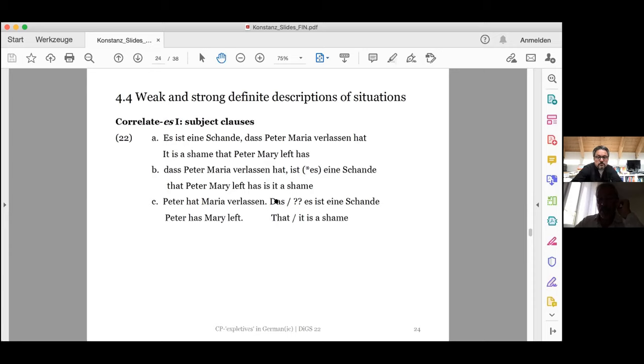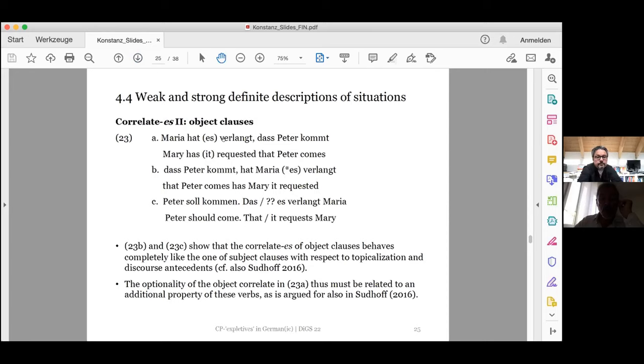The same holds true for object clauses, even though it has been pointed out that es is different: es is generally optional, but it has the same properties. So if the object clause is topicalized, es has to disappear. And if it's given in the context, then you better use the strong version, dies. Basically, we're going to say this optionality follows from another property.